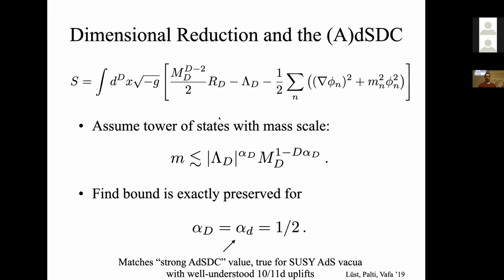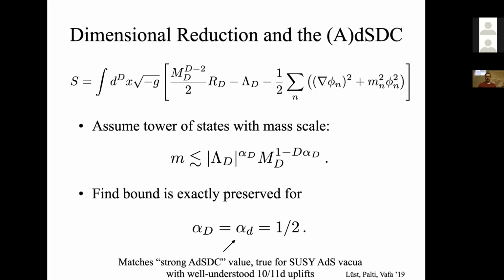A similar analysis can be applied for the anti-de Sitter conjectures, starting with an action with a cosmological constant and a tower of massive fields, with mass scale set by the cosmological constant, alpha to be fixed later. We find that this bound here is exactly preserved when alpha is equal to 1/2. And this is another interesting value. This is what the authors called the strong AdS distance conjecture value. It's satisfied in all supersymmetric AdS vacua for which we have well understood uplifts to 10 and 11 dimensional supergravity. So for instance, this is violated in KKLT, which does not at present have a well understood uplift.